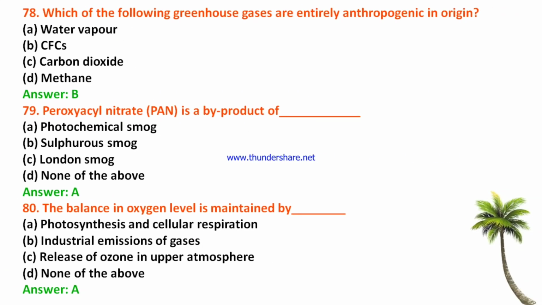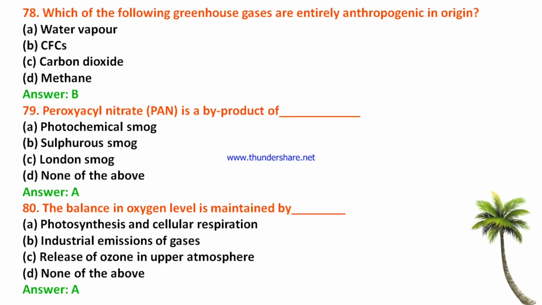Next, 78. Which of the following greenhouse gases are entirely anthropogenic in origin? Water vapor, CFCs or chlorofluorocarbons, carbon dioxide, or methane? And the correct answer is CFCs, chlorofluorocarbons. Chlorofluorocarbons are the only gases which cause the greenhouse effect and are entirely anthropogenic. Next, peroxyacyl nitrate or PAN is a byproduct of photochemical smog, sulfurous smog, London smog, or none of the above. And PAN is the byproduct of photochemical smog.